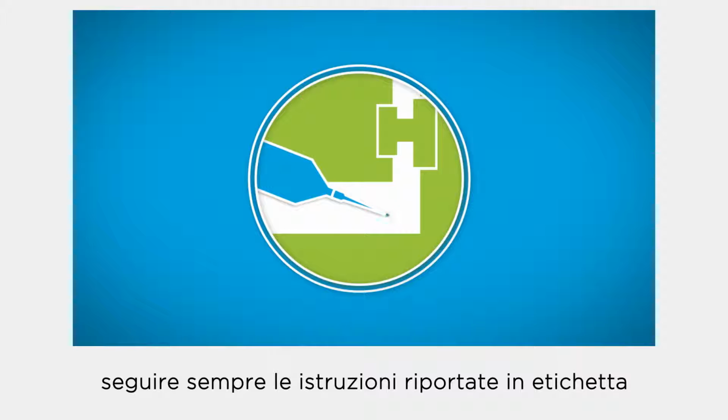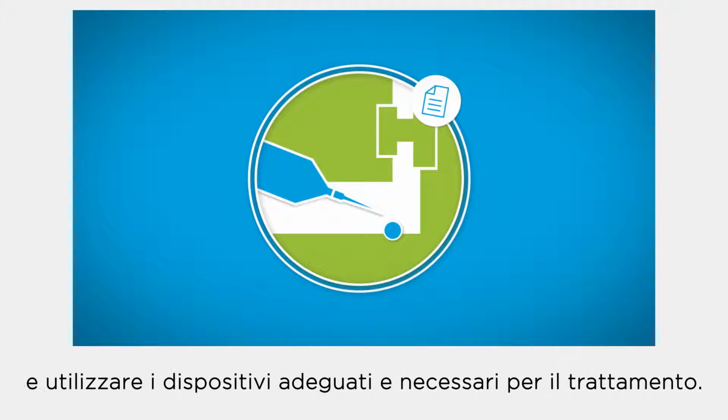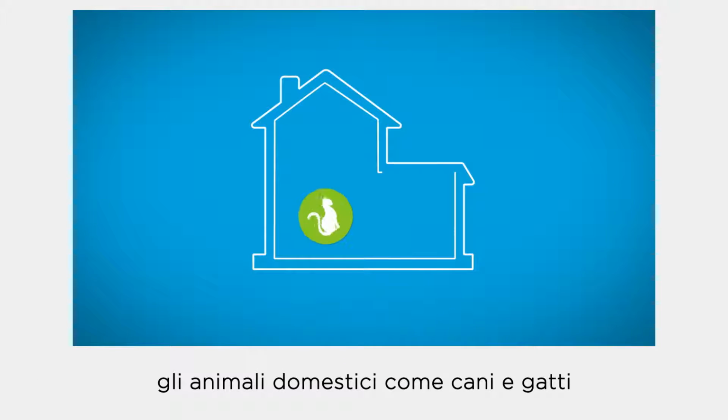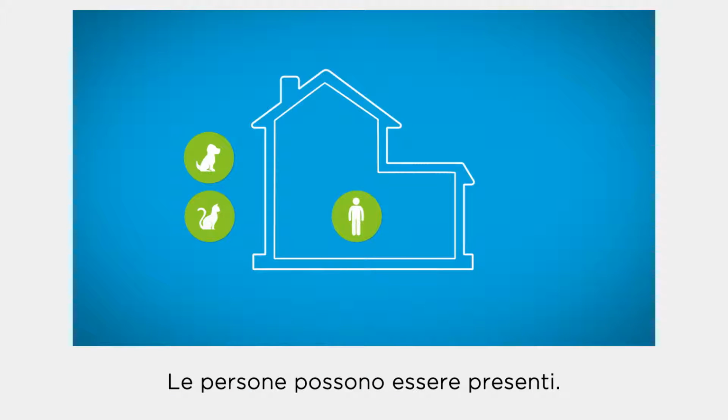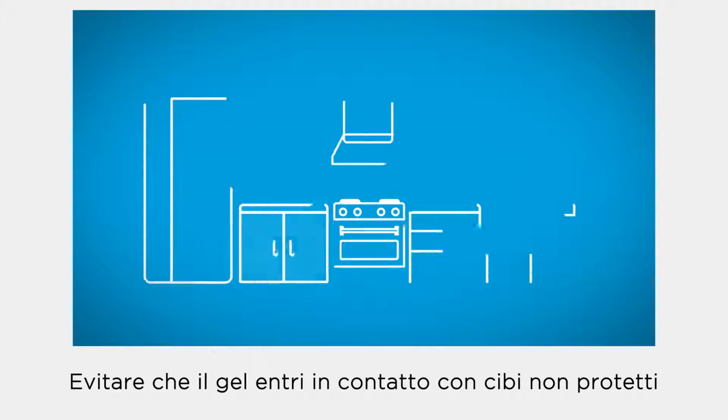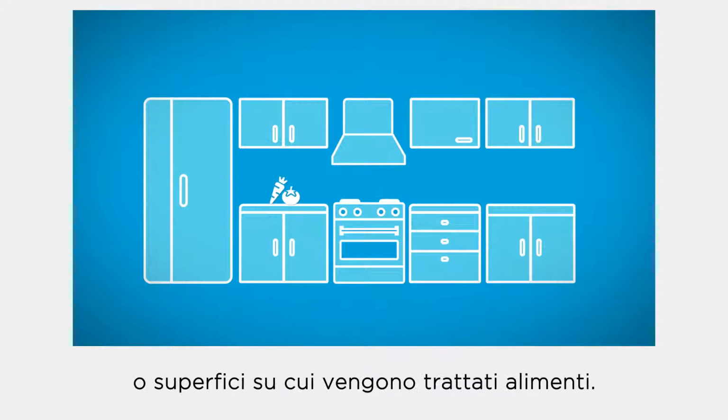When applying Advion, always refer to the safety instructions and use the appropriate equipment needed for the treatment. In general, pets such as cats and dogs should be removed from the treated area before application. Human occupants can be present. Do not allow the gel to come in contact with open food or any surfaces where food is used.